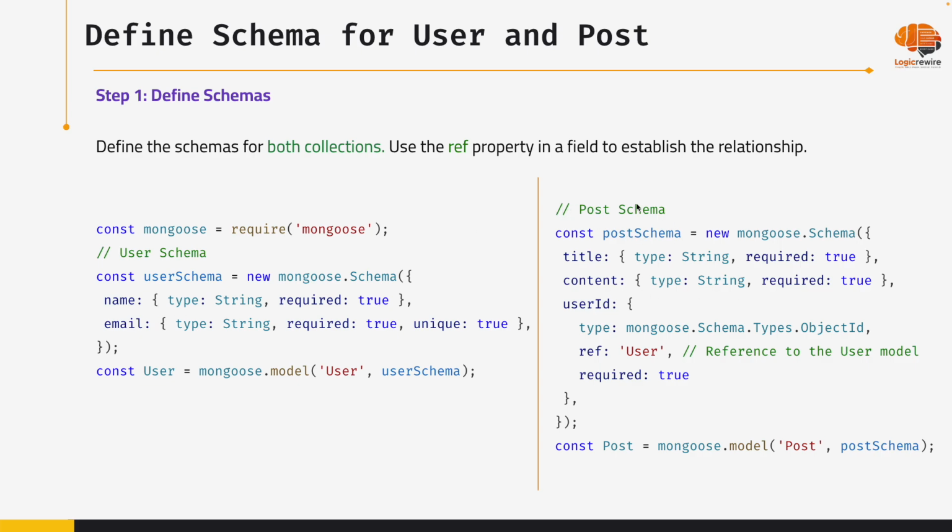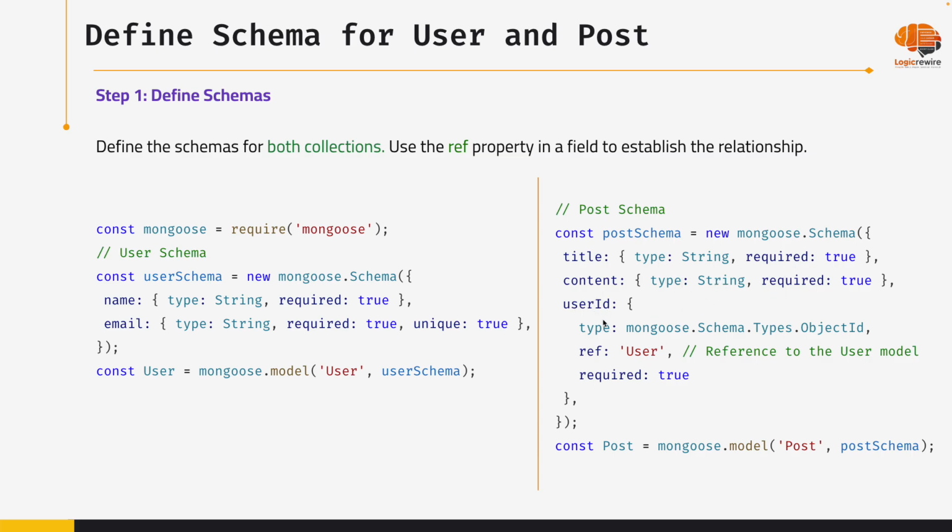So next we have the post schema. You can see we are going to create a post. Post will have title, post will have content, and one more thing, post will have a user ID. See, for title you have given type string, required true. For content you have given type string, required true.